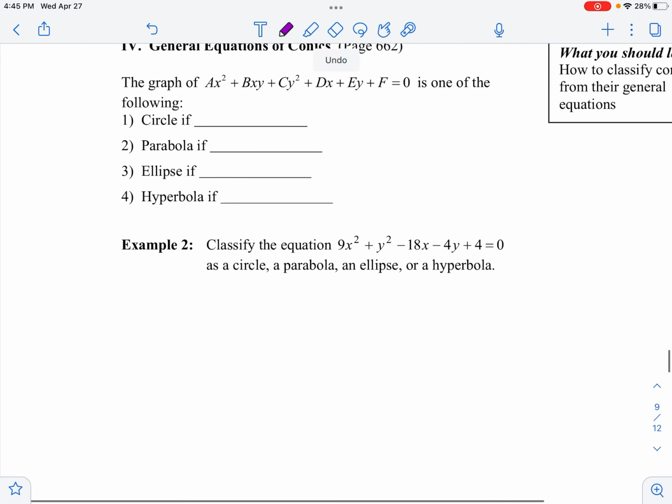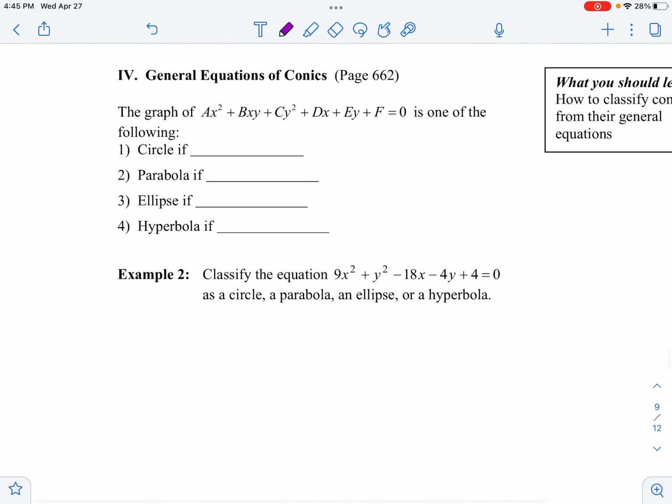The next part, if the graph of some standard form of a conic section looks like this, here's the thing. The only ones that we care about are really the A, which is the coefficient on the x squared, and this C, which is the coefficient on the y squared. So it's a circle if the A value is equal to the C. It's a parabola if A times C equals 0. It's an ellipse if A times C is a positive number, or greater than 0. And it's a hyperbola if A times C is less than 0, or negative.